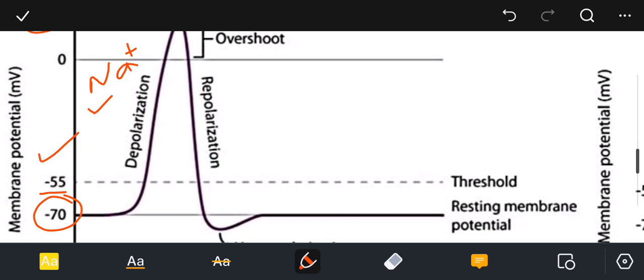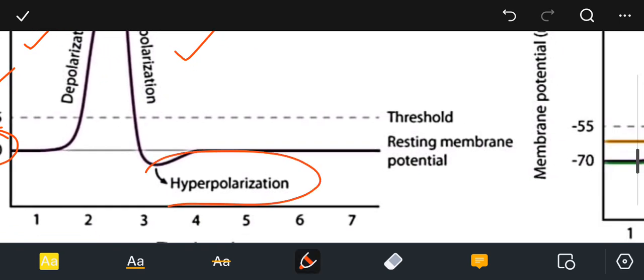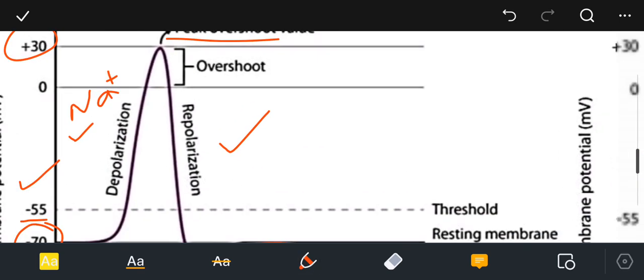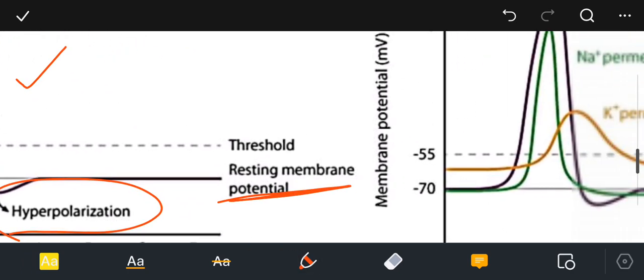Then after the overshoot, there is repolarization because of the opening of the potassium channels. That potassium is moving out of the cells. The potassium is leaving the cells, which is making the cells more and more negative. So repolarization is happening because of the opening of the potassium channels, and there is hyperpolarization, just like the offshoot of the depolarization. And then ultimately the sodium potassium ATPase will maintain the resting membrane potential.